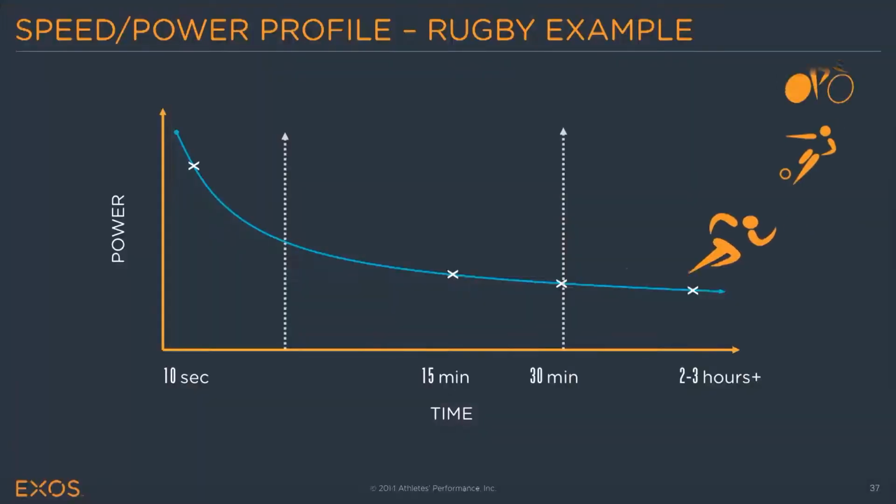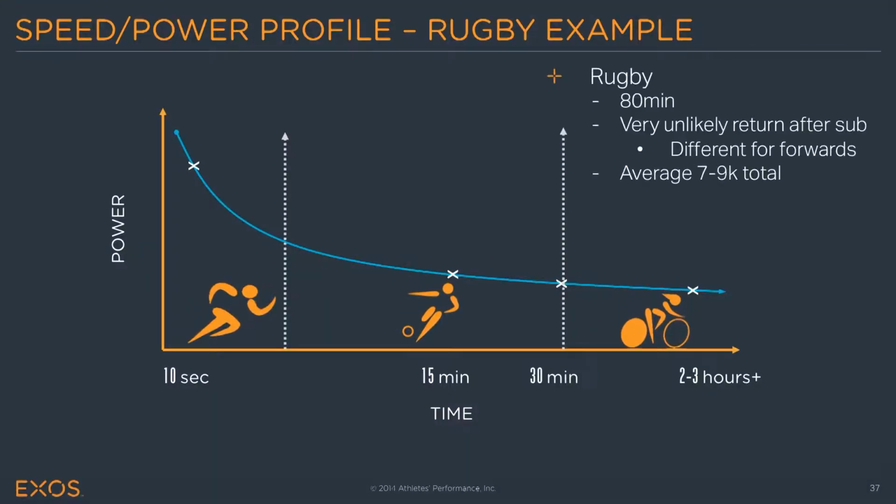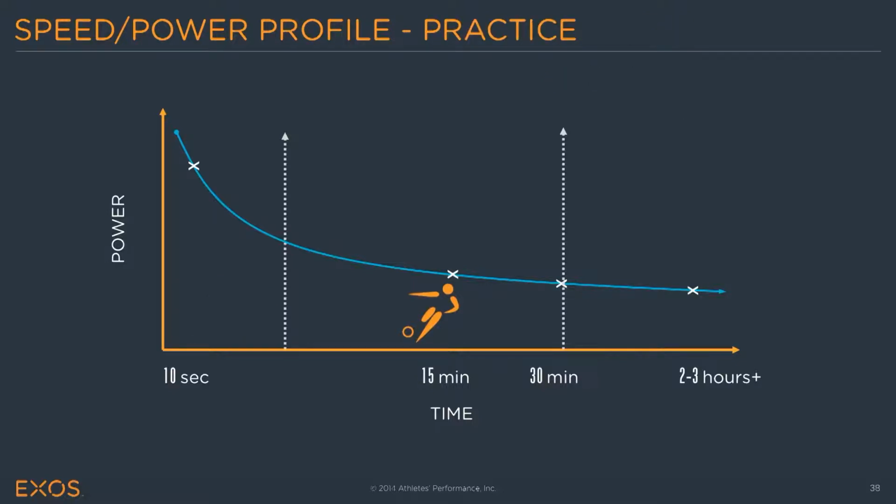And so if we look at where this rugby player is going to fall in this speed power profile, okay, we look at the fundamental variables of the game. We know that rugby lasts 80 minutes. We know that it's very unlikely for him to return after a substitution. And that on average, he's going to cover between 7 and 9 kilometers over the course of those 80 minutes. Okay, so we would say that he probably fits right in that middle zone, just like that soccer player that we talked about before.